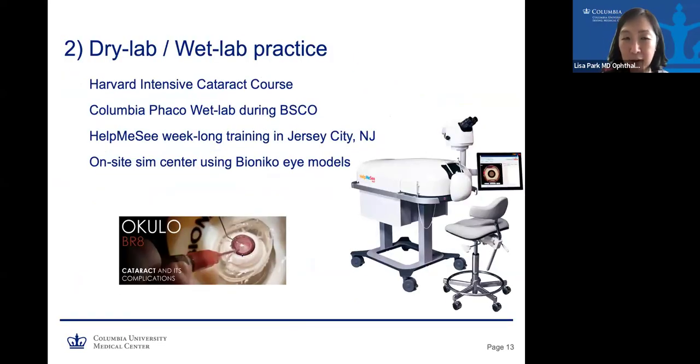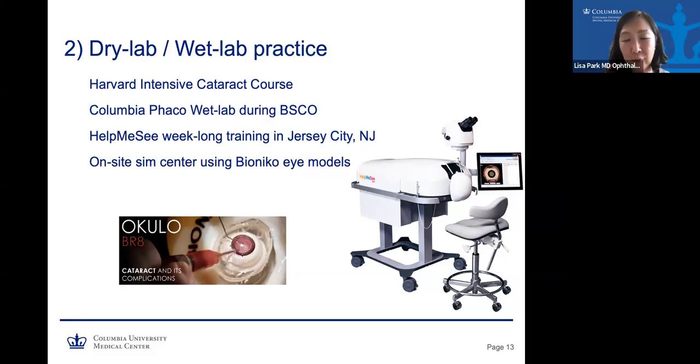The second part of their curriculum includes the dry lab and wet lab teaching, and that is performing steps of surgery that is not with a patient. And so these are the four components that our trainees currently undergo, and that is I teach at an intensive cataract course that occurs over the course of a weekend in Boston at Harvard University, and we give again these lectures and we talk about all the possible complications, and we actually have them do hands-on wet lab course. They also participate in a day-long wet lab course during our basic science course.